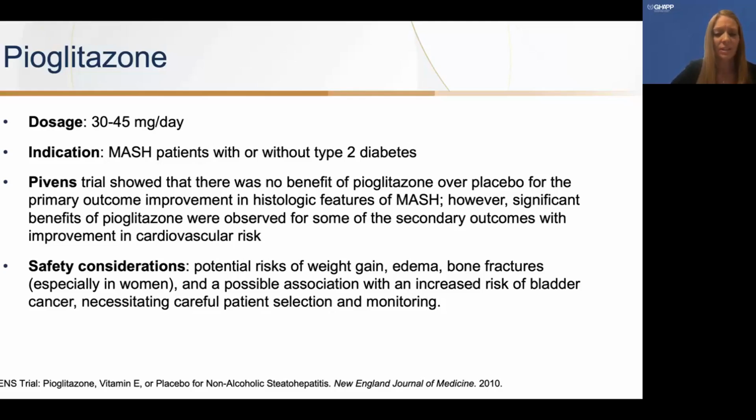So there are some safety considerations that are really important. Potential risks of weight gain, which is certainly not desirable in our MASH patients. Edema, bone fractures, especially in women. So we want to avoid this in women who maybe have a history of osteopenia or osteoporosis, and a possible association with increased risk of bladder cancer. So certainly we need to be careful about patient selection and monitoring.